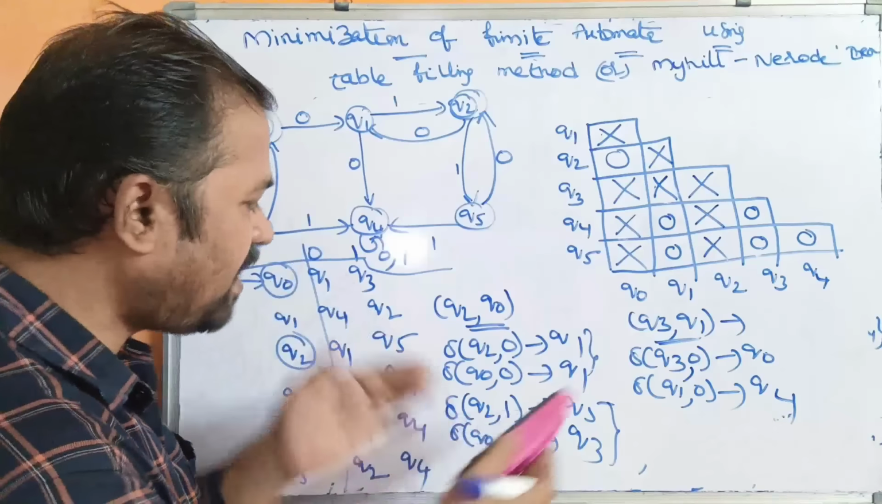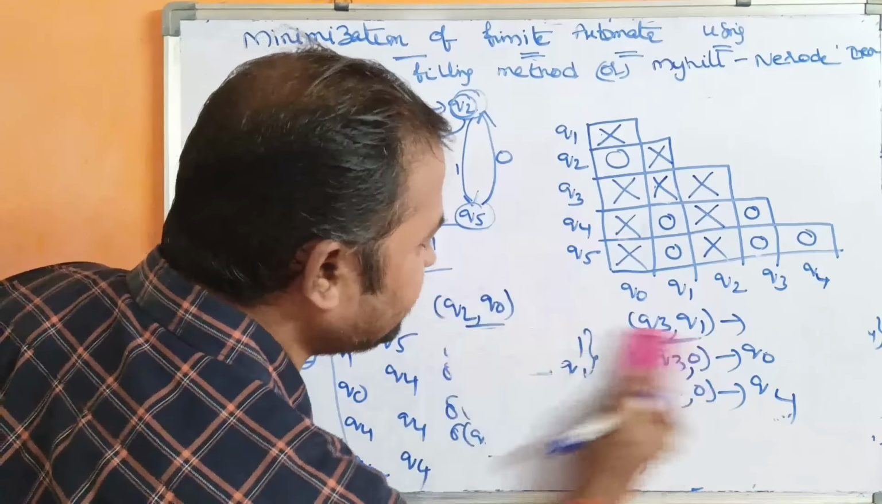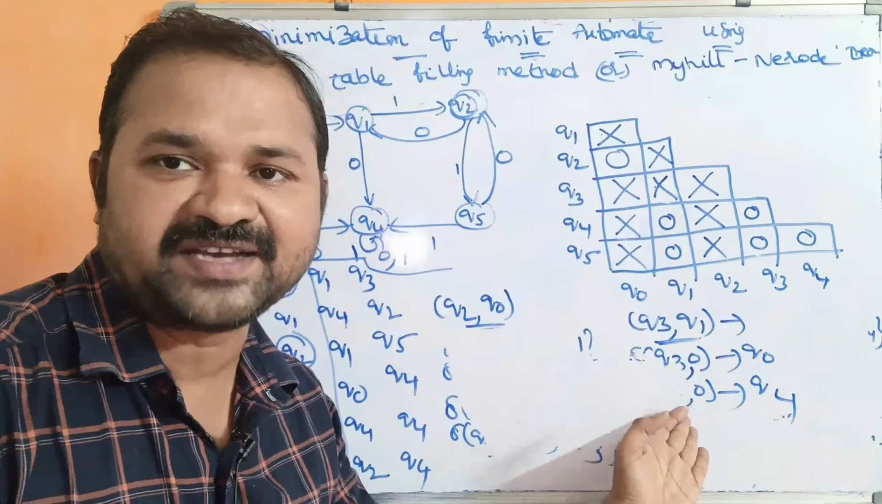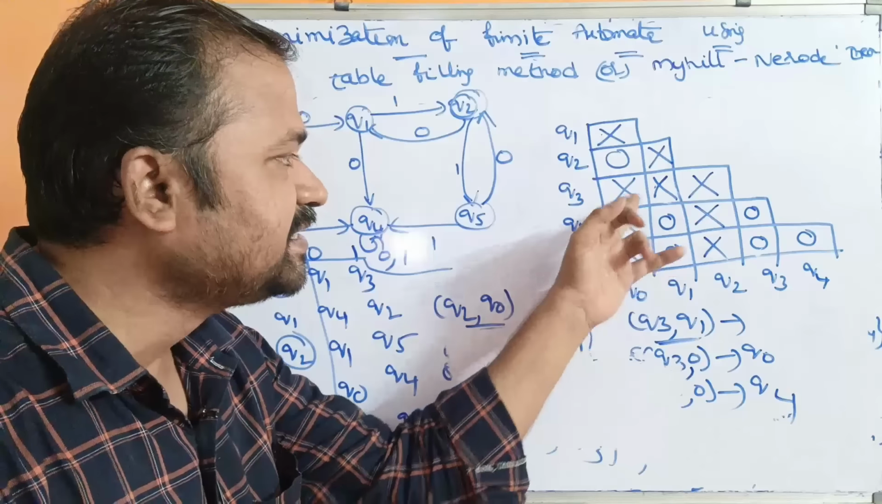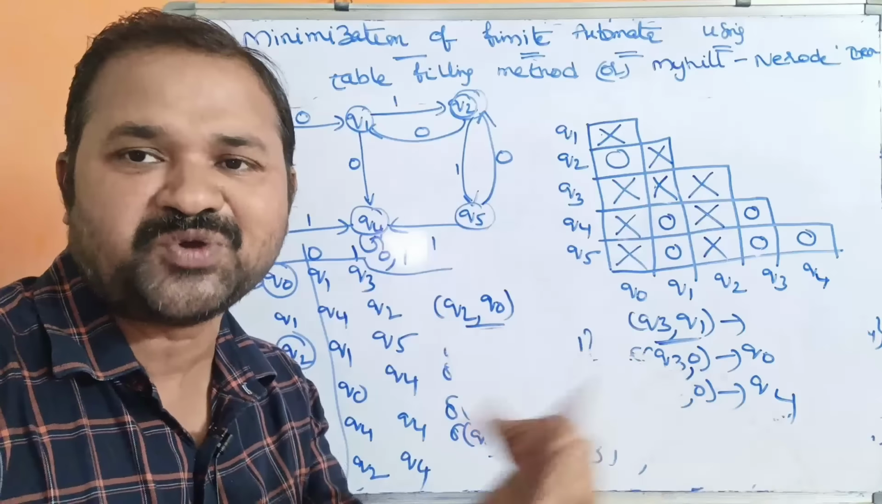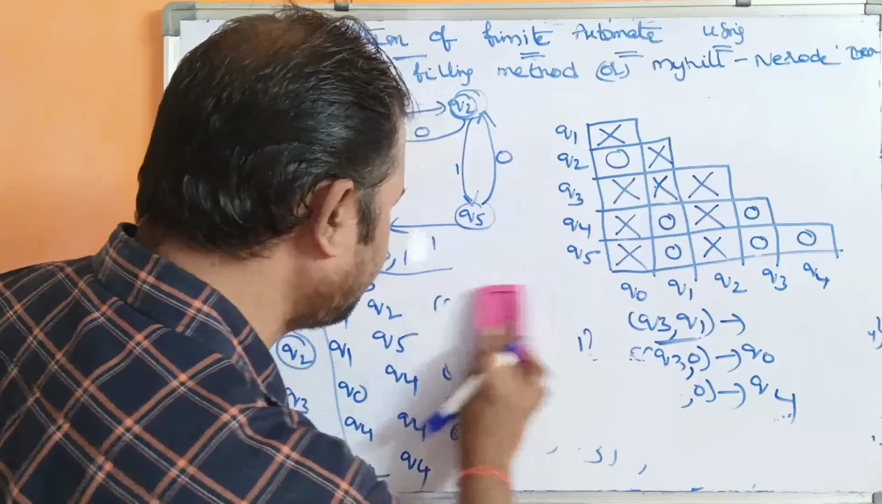Likewise, we have to check the remaining pairs. For space constraints, there is no need to apply the symbol 1. Why? Because the pair is already marked. We have already marked the Q3, Q1 pair, so there is no need to apply the input symbol 1.